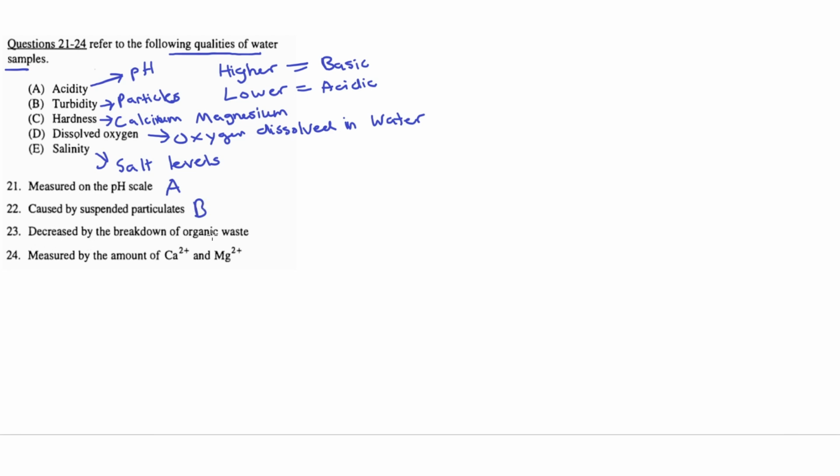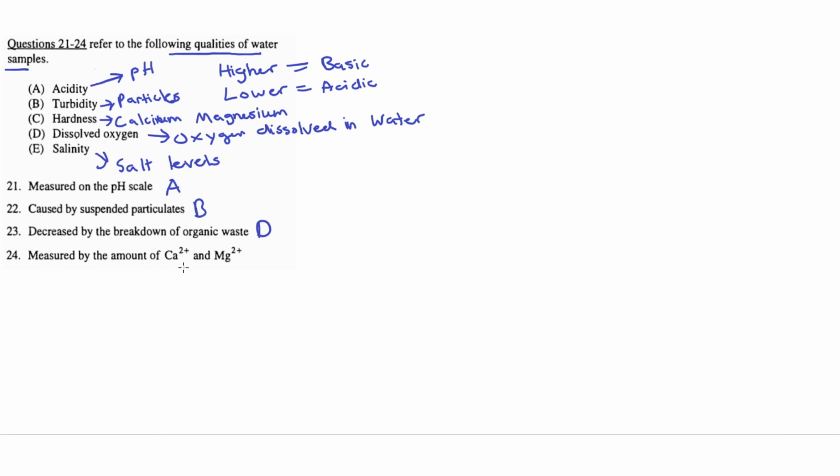23, decreased by the breakdown of organic waste. So in the breakdown of organic waste, bacteria do this process where they consume dissolved oxygen, so they decrease the amount of dissolved oxygen to help them break down this organic waste. So in this process, the dissolved oxygen would decrease. Therefore, decrease by the breakdown of organic waste would relate to D, dissolved oxygen.